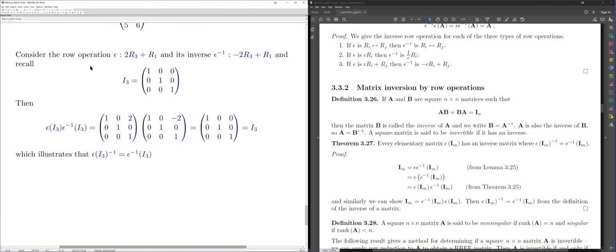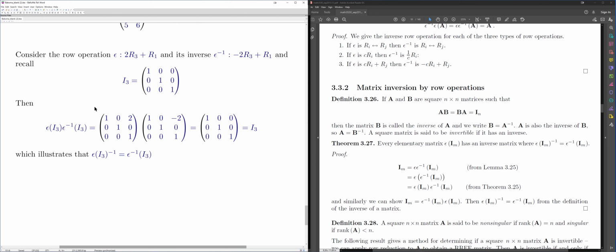So let's consider this example here. I have a 3 by 3 identity matrix, and then I have this row operation, which is taking 2 times row 3 and adding it to row 1. So that's this row operation epsilon over here. So 2 times row 3 plus row 1.